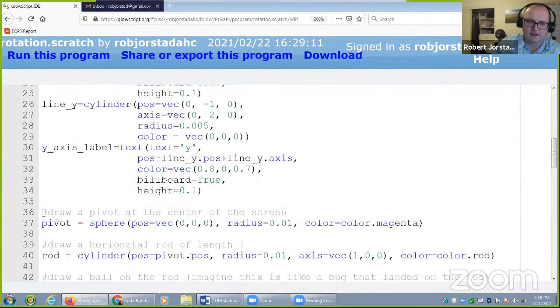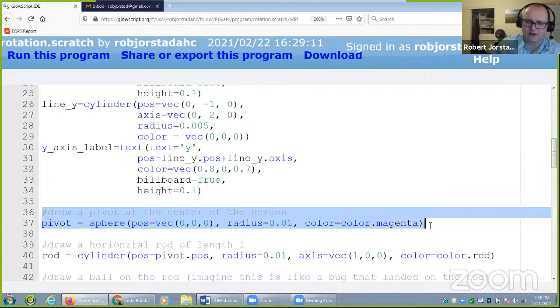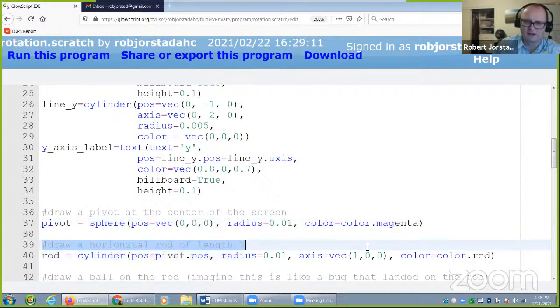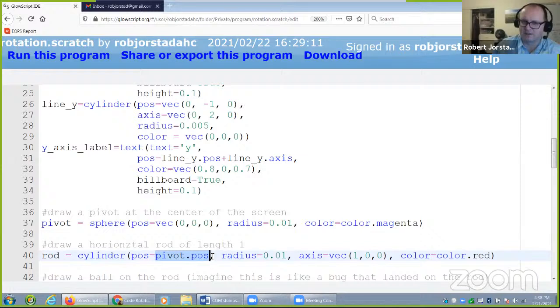Now, right around here, I think is where the starter code drops out. So I'm going to create a pivot. That's just a sphere. Okay, so that's obviously just a pivot point so that I have something visual to see. That's not really doing much. And then here I have a rod. Notice I start with this rod. The left end is at the pivot. So one end of the rod is connected to the pivot. And then this axis says it's a rod of length 1, and it's directed along the x-axis.